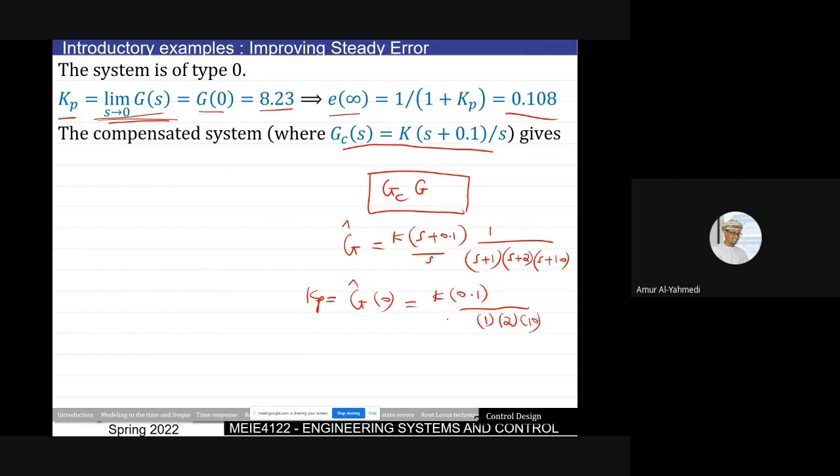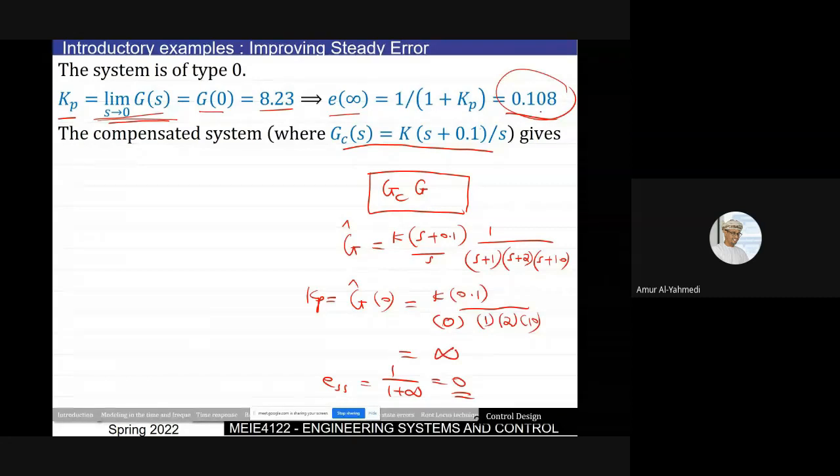But I have here S. So this will be 0. I still have S here, which will be a zero in the denominator, so this means this will be infinity. Therefore, my steady state error will be 1 over 1 plus infinity, which is 0. So my error now will be 0 instead of 0.108. Before it was 0.108. So now I'll make it 0 if I add this controller.